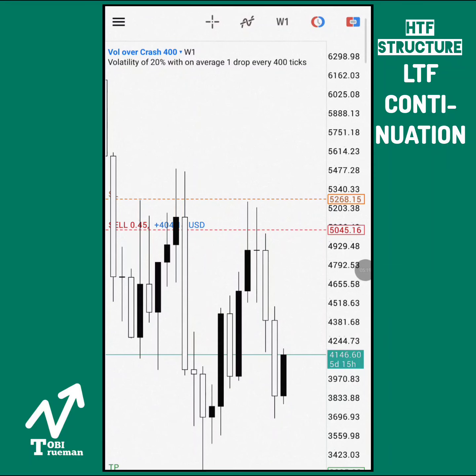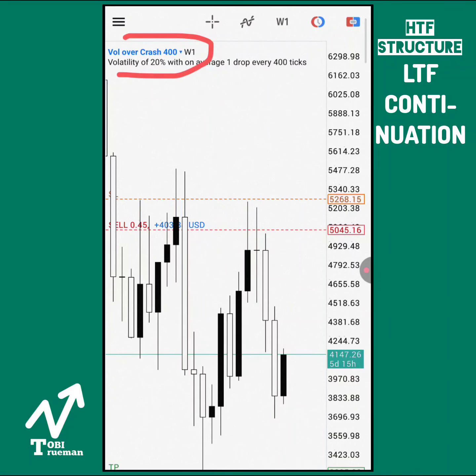Now you can see I took my time to make all the explanations of why I'm taking this trade already, because I already took this trade. As an example, this is volatility over crash 400, all those derived, trading stuff.